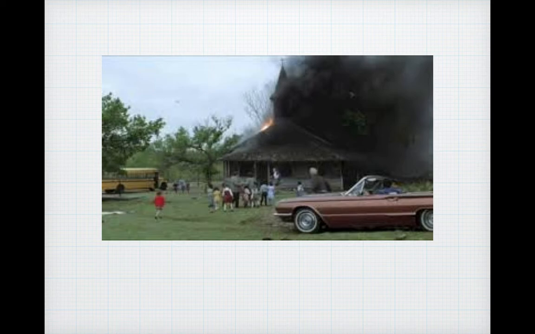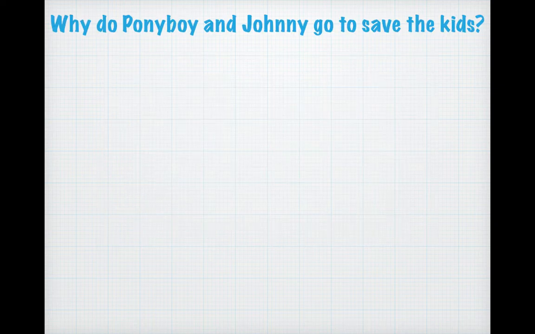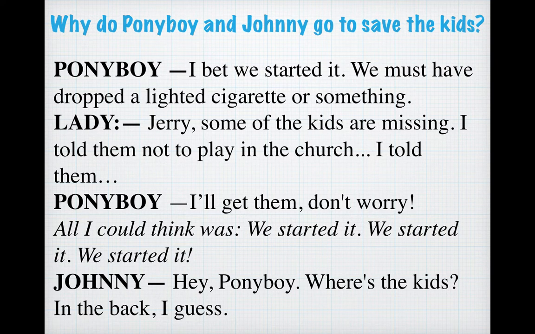And the characters make very interesting and unexpected choices. They decide to go into a burning church. And my question is why? Why do they go in to save those kids? They're not responsible for those kids. Somebody should be babysitting them, right? Ponyboy says, I bet we started it. We must have dropped a lighted cigarette or something. Maybe, but wouldn't the church have burned down a long time ago then? So anyhow, maybe they go in because they feel responsible, like maybe they started it.